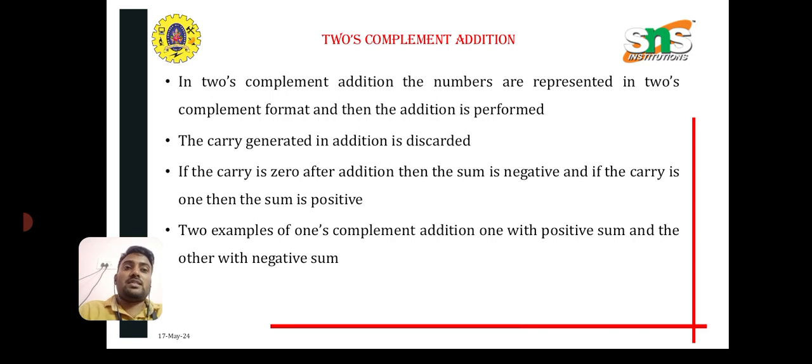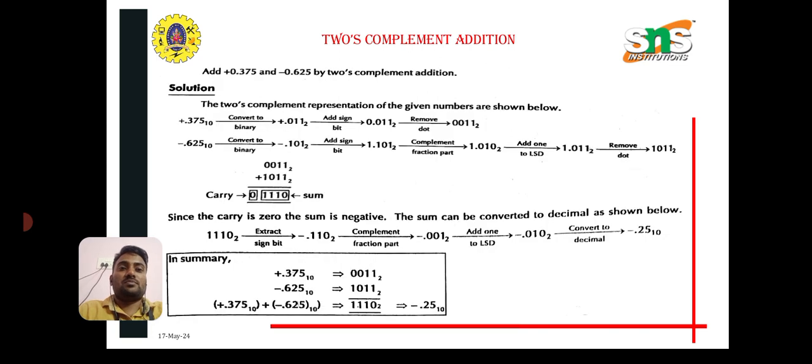In two's complement addition, the numbers are represented in two's complement format, and then the addition is performed. The carry generated in the addition is discarded. If the carry is 0 after addition, then the sum is negative, and if the carry is 1, then the sum is positive. Here you can see the example: same thing, add the decimal values plus 0.375 and minus 0.625 using two's complement.